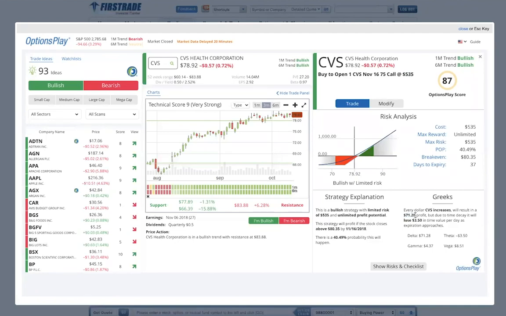From Options Play, can it show you the option you're buying on the option chain? So the two are not connected. So unfortunately, you cannot see what you've bought on the option chain.